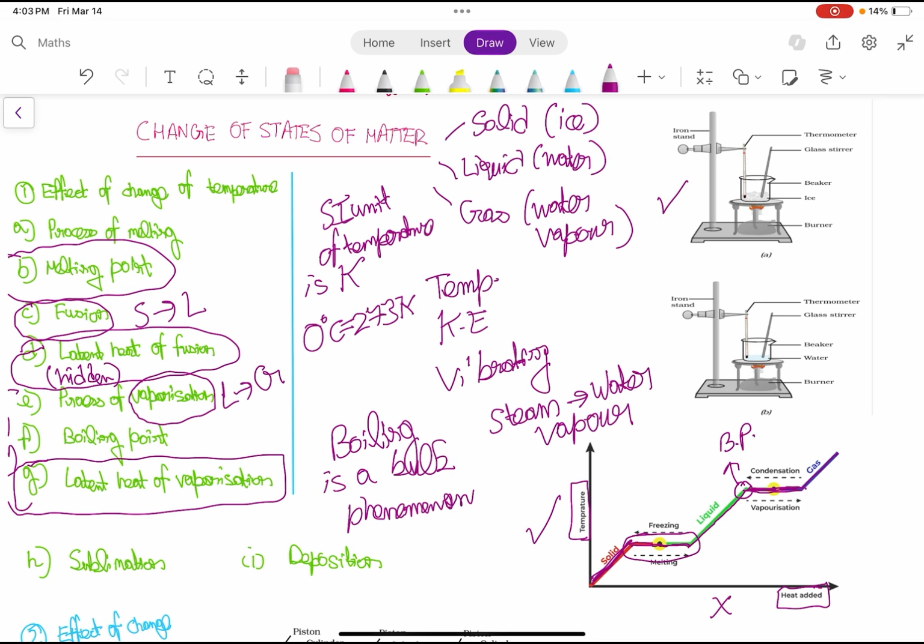What do we mean by sublimation? A change of state from solid to gas without changing into the liquid state is called sublimation. So it means in sublimation, the solid is directly converted into the gaseous state. In deposition, direct change of gas to solid without changing into liquid is done.